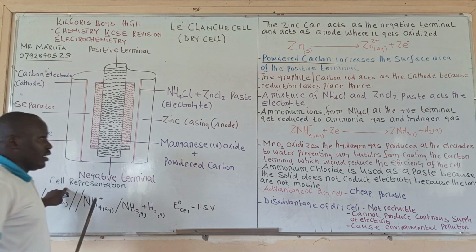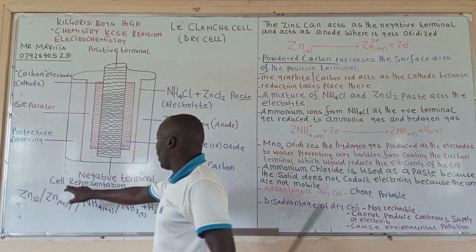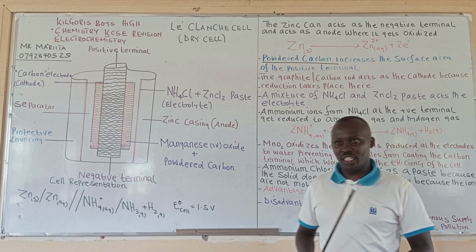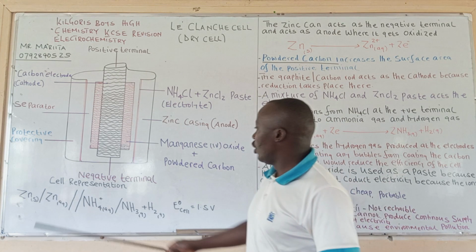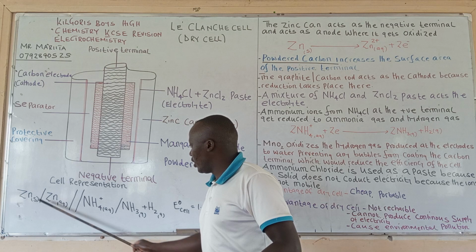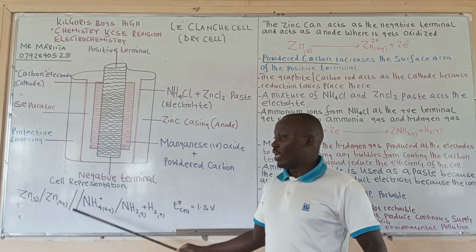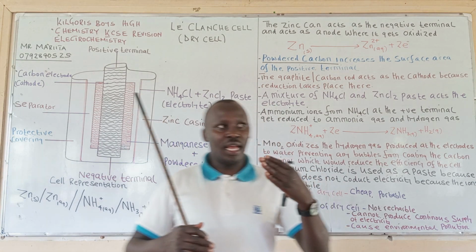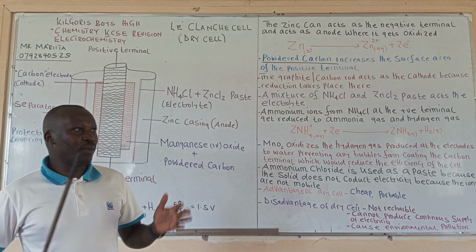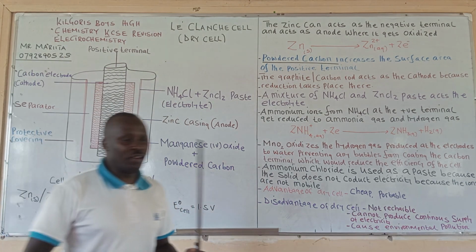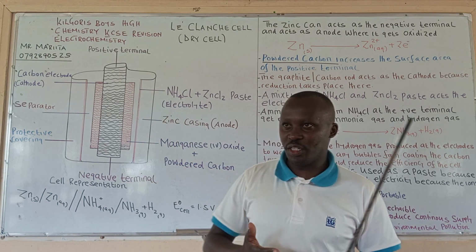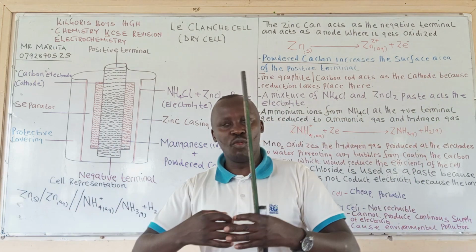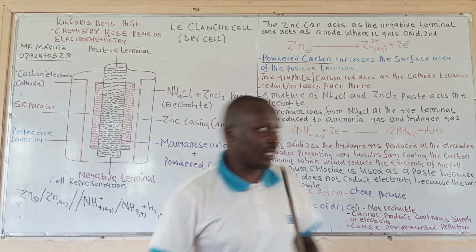So again, if you check here, we have a cell representation. If you are required to write the cell notation or the cell representation of this cell, we can have zinc solid, zinc aqueous, double stroke. The meaning of the double stroke is that it is a solid bridge. So what is the purpose of a solid bridge in the cell? The function of a solid bridge in the cell is connecting the two half cells, or it allows the ions to move from one half cell to another.